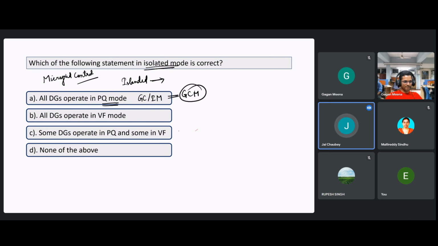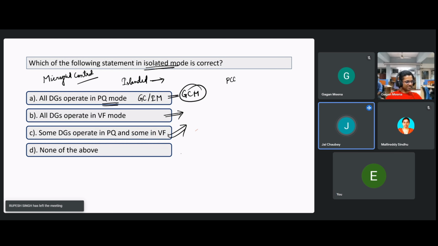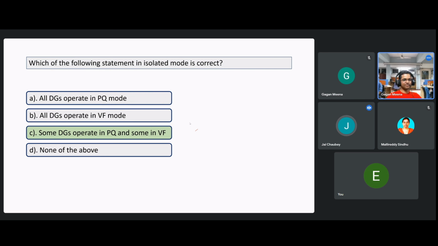Will all the DGs work in VF mode? No, no. Some will operate in PQ and some in VF. This is correct. Because in islanded mode we need one reference. In grid connected mode we have the reference from the PCC; we take the V and F reference. But in isolated or islanded mode, we don't have any reference, so at least one of them should be able to provide that reference, and the others will follow that. So that is true. Some DGs operate in PQ and some in VF.